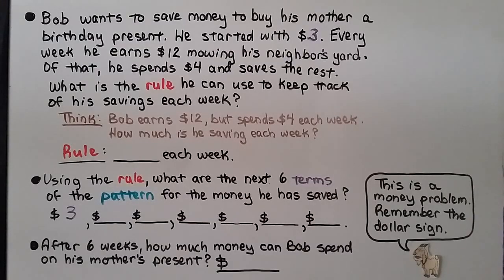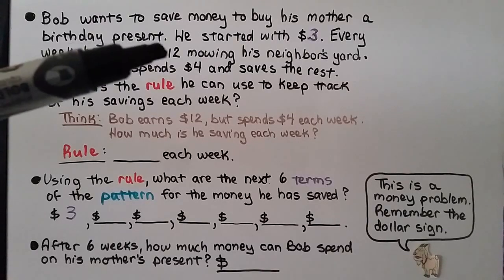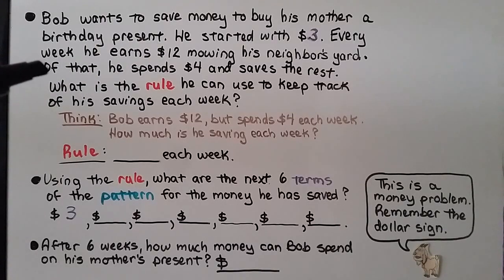Bob wants to save money to buy his mother a birthday present, and he started with $3. Every week, he earns $12 mowing his neighbor's yard. Of that $12, he spends $4 and saves the rest. So what is the rule he can use to keep track of his savings each week?